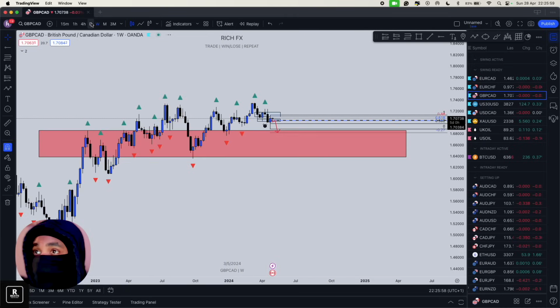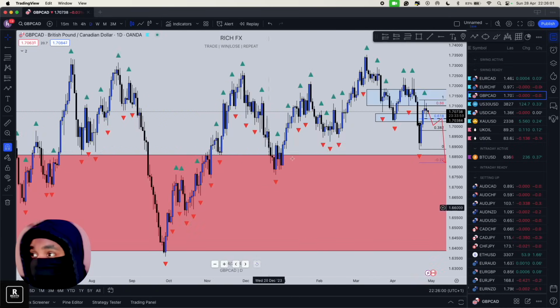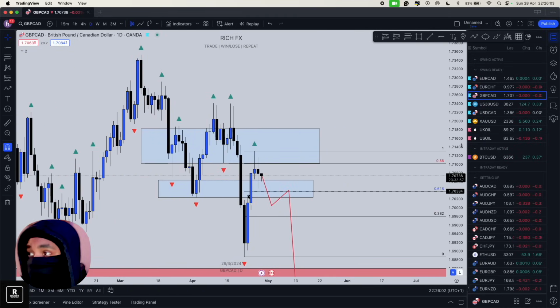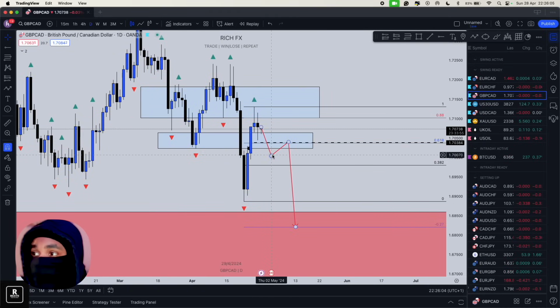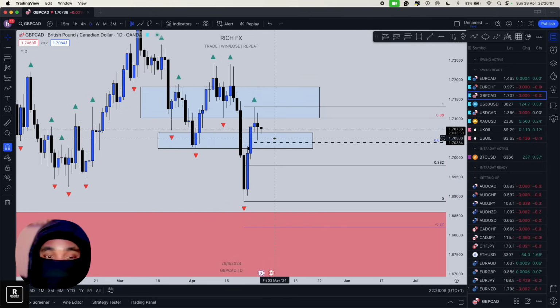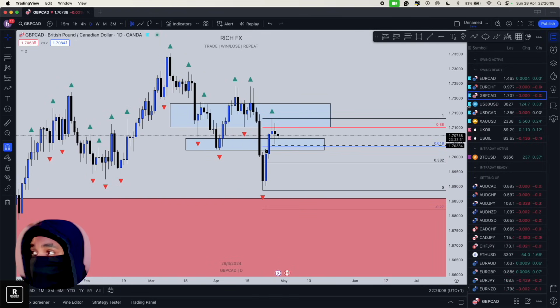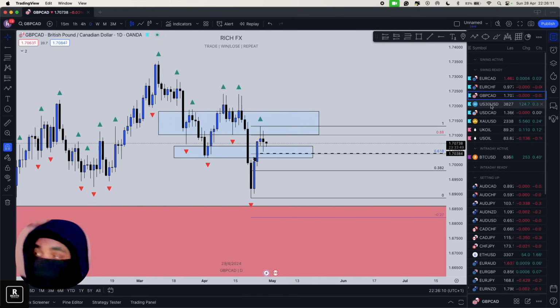So that's what I'm looking for on GBPCAD. Simply just waiting for that break and retest of the 61.8. If it gives us that, then again, as I said, we're entering. If it doesn't give us that, we're not entering at all. So GBPCAD, we're bearish. Simple as that.